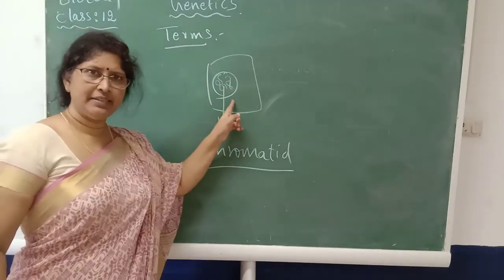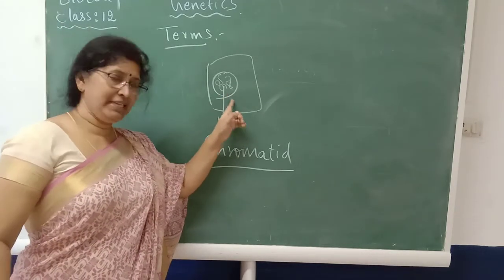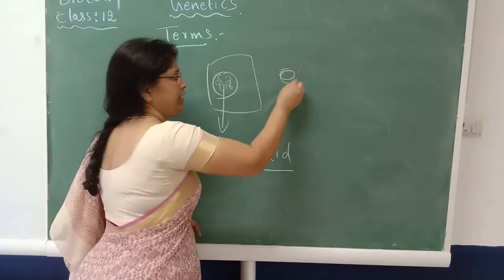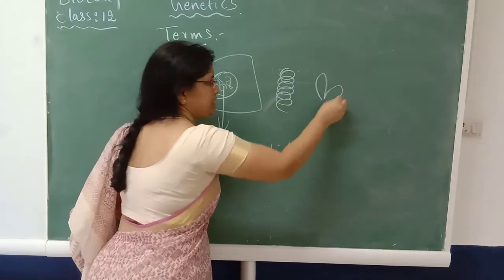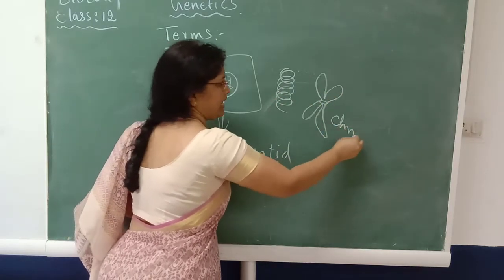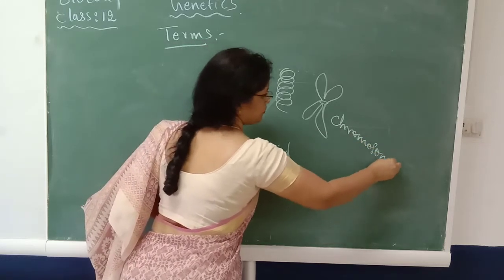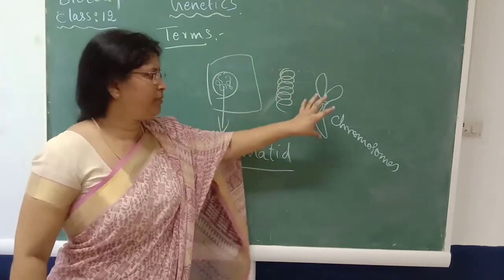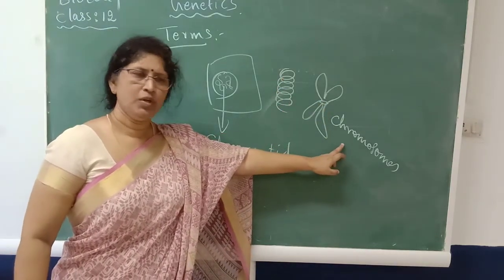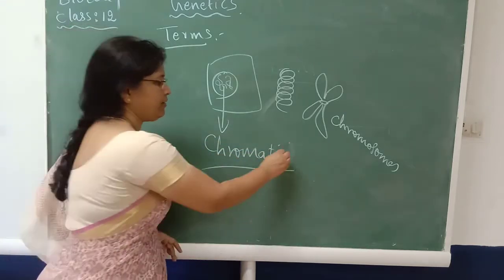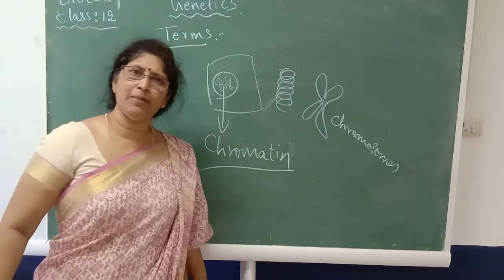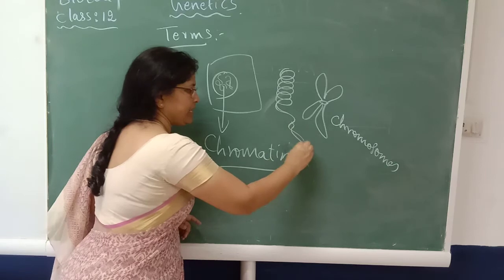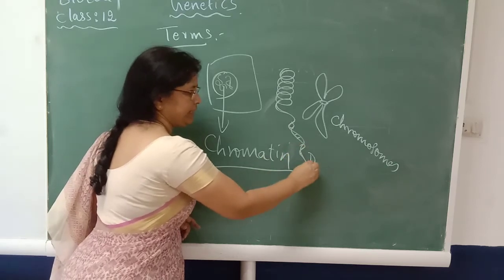Now these threads, as we have done in class 11 cell division, only when a cell is ready to divide, condense and coil to form distinct egg-shaped structures called chromosomes. These threads coil and become condensed structures called chromosomes. So what is this chromatin actually made up of? This thread is nothing but DNA.